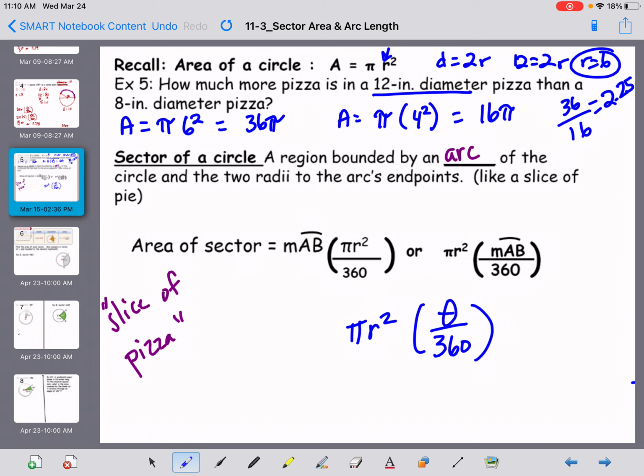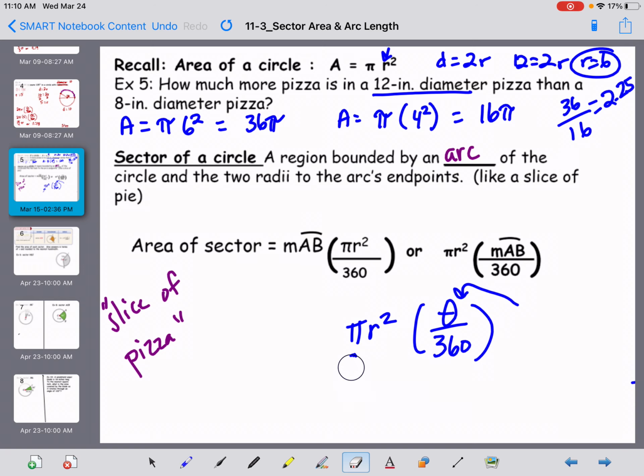if we wanted to find the sector of a circle, we want to talk about sector area today. That is the region bounded by an arc of the circle and the 2 radii to the arc's endpoints. So we talked about arc length as a pizza crust, and we're going to talk about sector area as a slice of pizza. That's how I want you to think about it. And so really, you're using the same kind of thing that you would use in area, pi r squared, but you got to throw in that angle and get just that little portion of your slice.